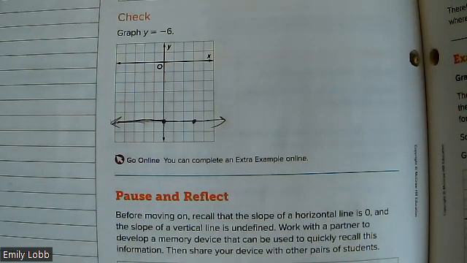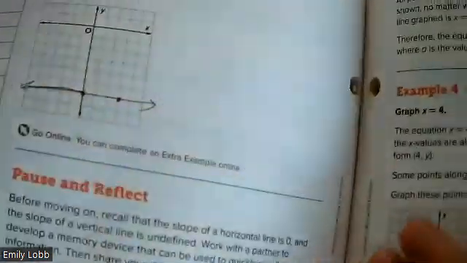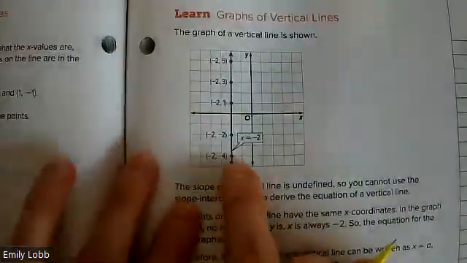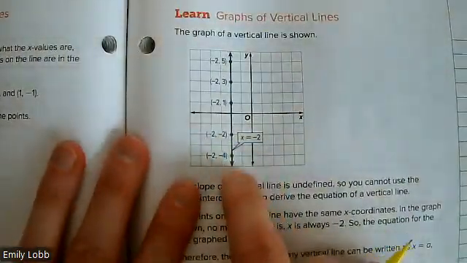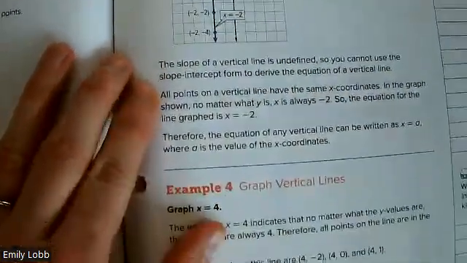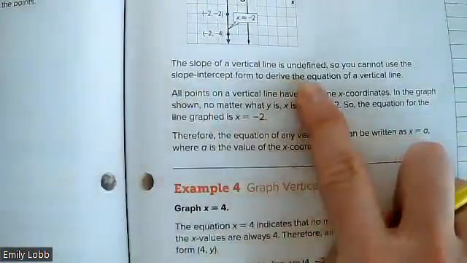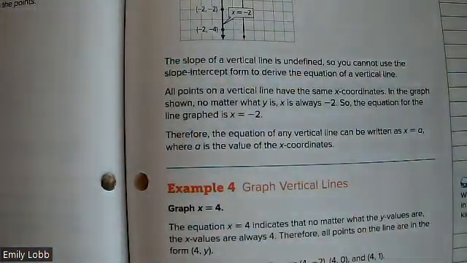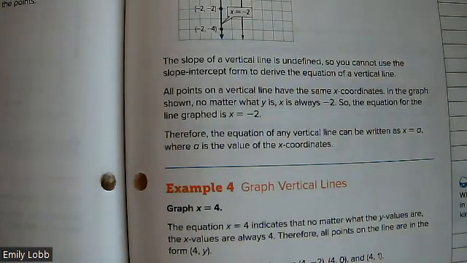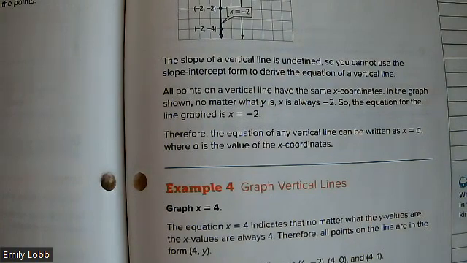All right, we were just talking about graphs of vertical lines. So here, notice this is everywhere that x equals -2. The slope of a vertical line is undefined, so you cannot use the slope-intercept form to derive the equation of a vertical line. Well, that's not exactly true.